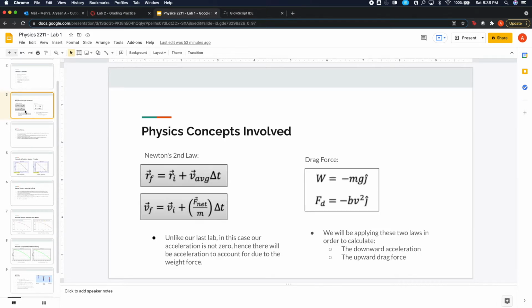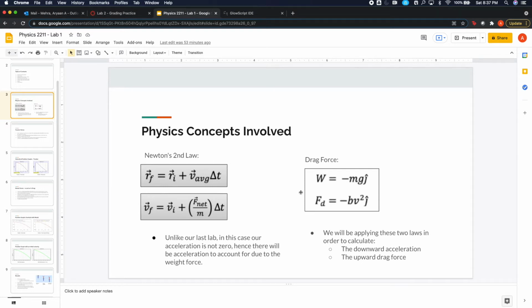In terms of the physics concepts involved, the main one is Newton's second law of motion, which we will be using to update both the position of the moving ball, the falling ball, as well as its velocity. In this case, unlike our previous lab report, the force is actually not zero, so we will have to take these into account when modeling the change in position and change in velocity, as well as look at the drag force when we add that into our model.